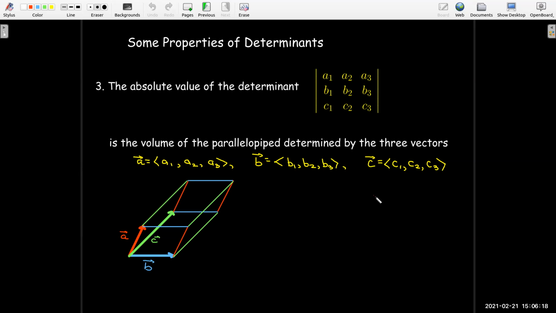So I hope this review of determinants is helpful. We're going to see this in conjunction with several things, but one of the most important things is the cross product.